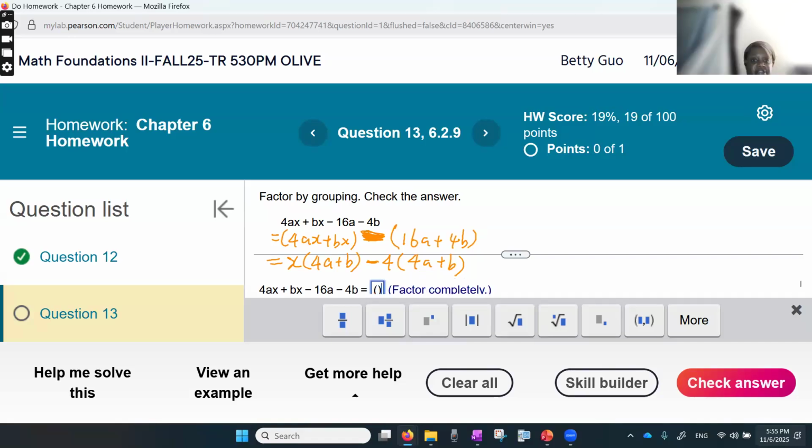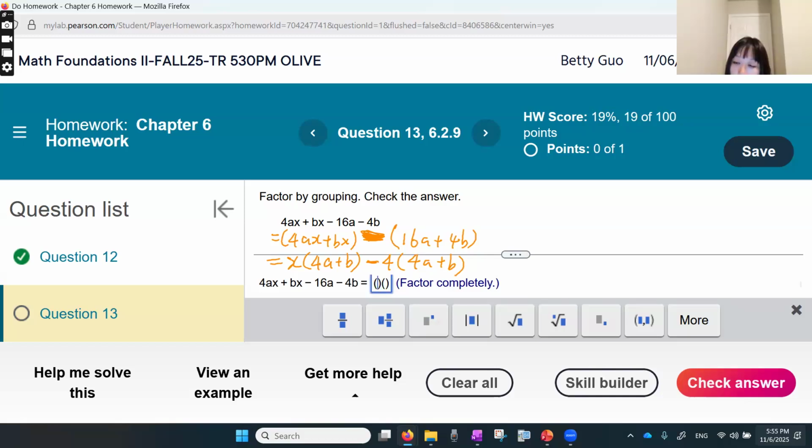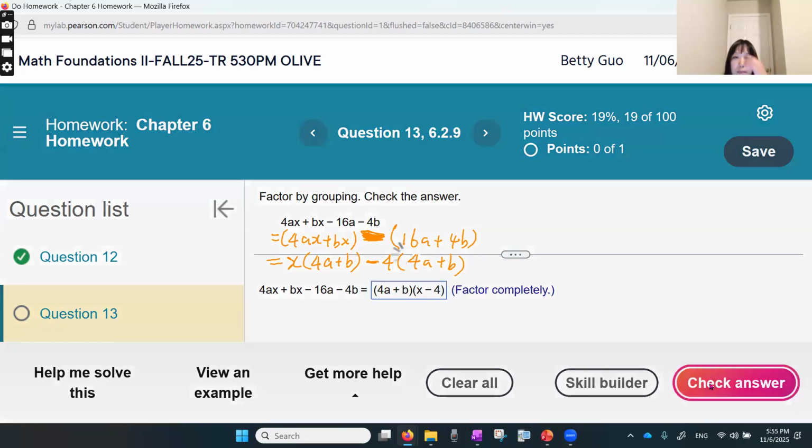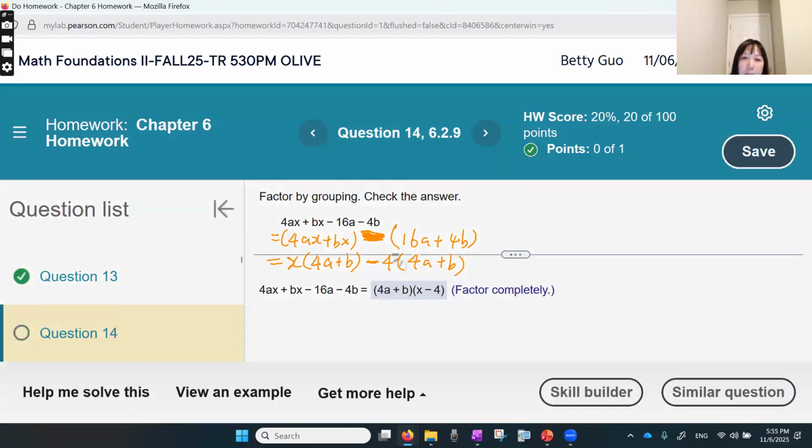Parentheses. X minus 4. 4a plus b, 4a plus b. Inside the second parentheses, x minus 4. Yeah, awesome. X minus 4. There we go. Done. Not bad, right?